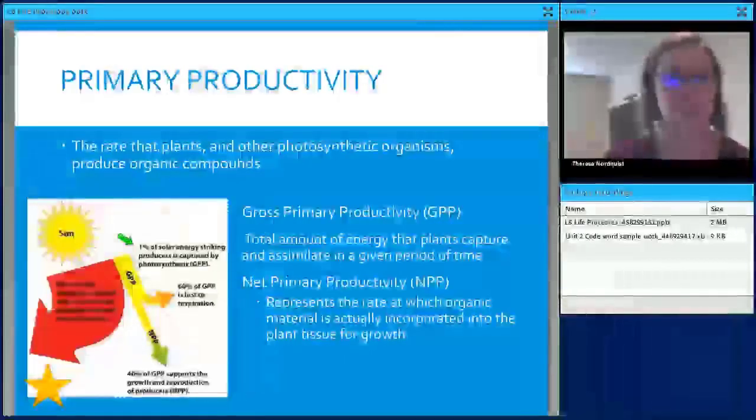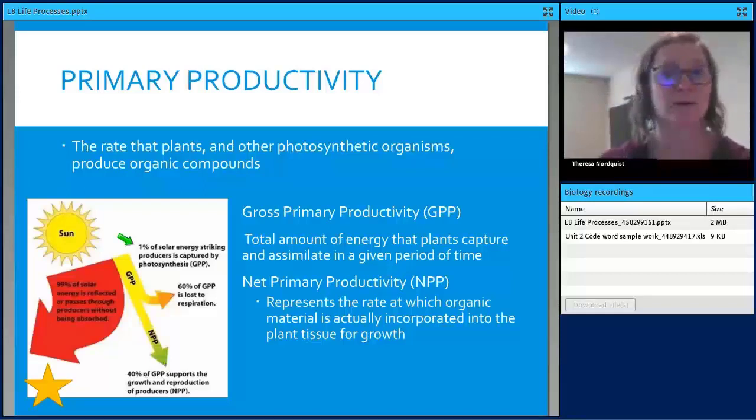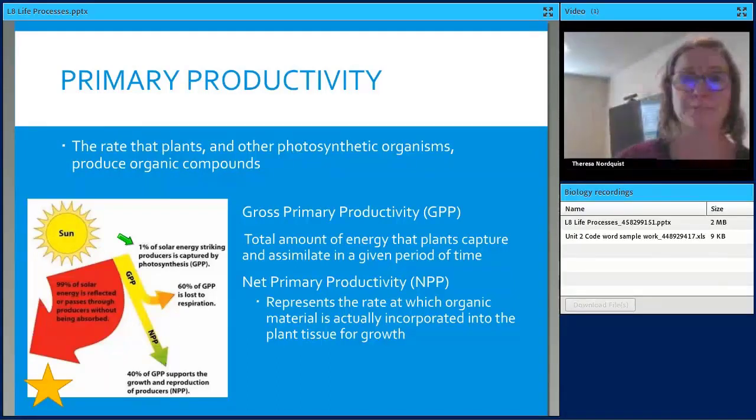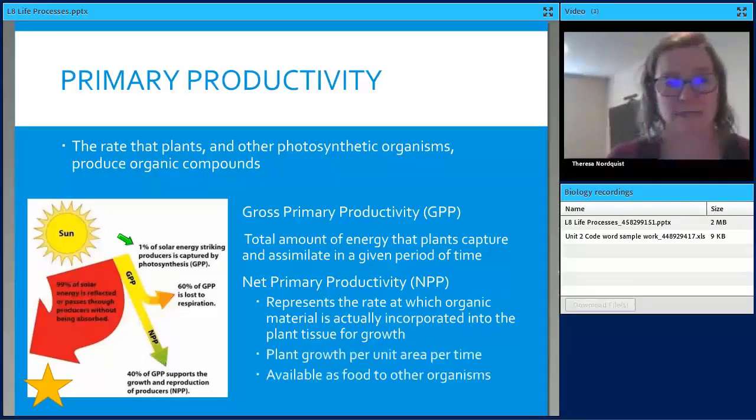Now, NPP, net primary productivity, represents the rate at which organic material is actually incorporated into the plant tissue for growth. So this is what is not being used by the plant to run its own biochemical processes. Remember, it's taking in that energy, but then it's using that energy for itself because it needs energy to live. The net primary productivity is what's left over. It's what's extra. So they can use that to build new cells, to grow. They can use that to make flowers, if they're a flowering plant, for reproduction. That is extra, stored energy.